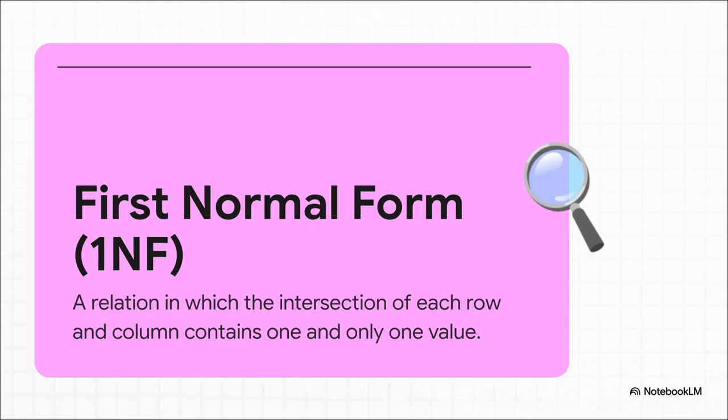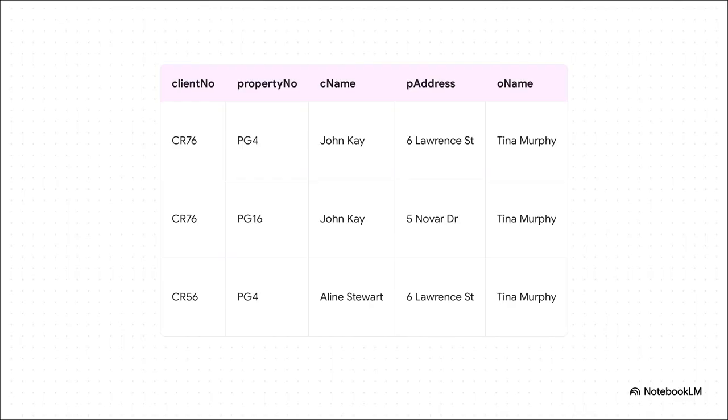I like to think of it like organizing a messy closet. 1NF is basically taking a giant pile of clothes and putting each item on its own hanger. One item, one hanger. That's it. Okay, so here we have a table with client rental data that's officially in first normal form. We got rid of any repeating groups, and every cell has just one value.